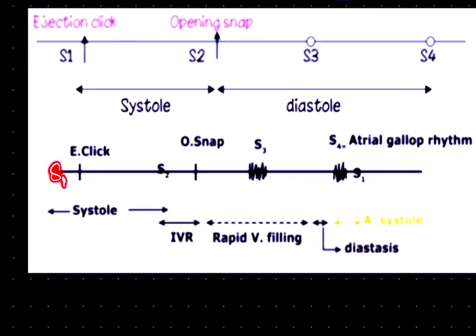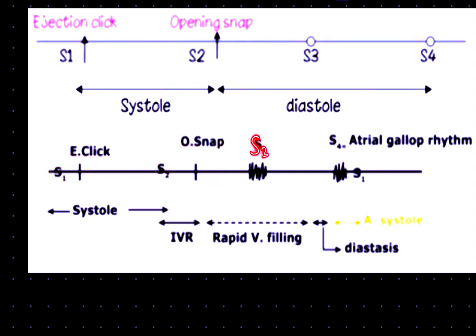As you can see, after S1 we have the ejection click. S1 is because of closure of the tricuspid and mitral valve. The ejection click is because of opening of the aortic and pulmonary valve. S2 is because of closure of the aortic and pulmonary valve. The opening snap is because of opening of the mitral and tricuspid valve.